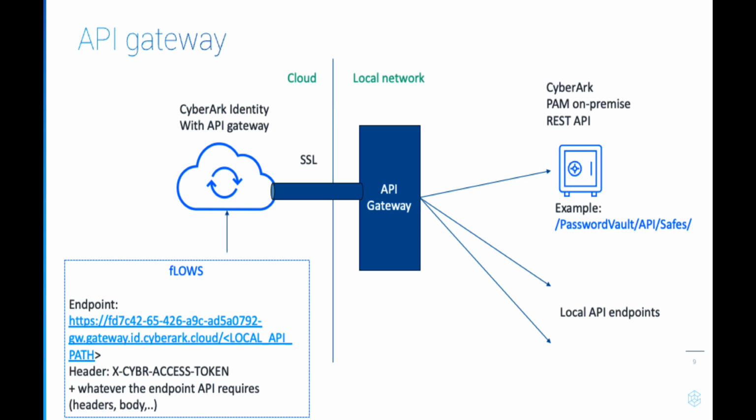In this tutorial, I will demonstrate how you can make a REST API call to an on-premise CyberArk Privileged Access Management installation. I'm going to list all safes, for example, without the need to expose the CyberArk on-premise PAM APIs over the internet. So what will happen? We will create an application in CyberArk Identity which allows to configure what kind of local API endpoint or path you would like to call.